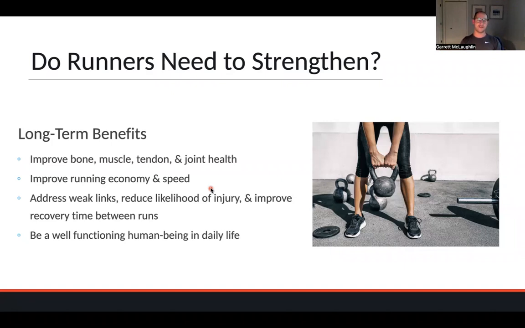So some of the long-term benefits of strength training: improve bone, muscle, tendon, and joint health, improve running economy and speed, address some of the weak links, like I mentioned, through an evaluation, any deficits in strength, any differences in range of motion from side to side, so we can just function better as a human being, because we want you not just to be a better runner, but also function well throughout your daily routine.